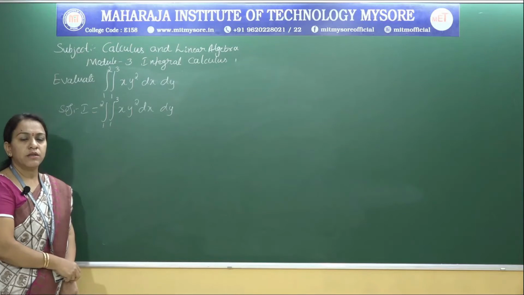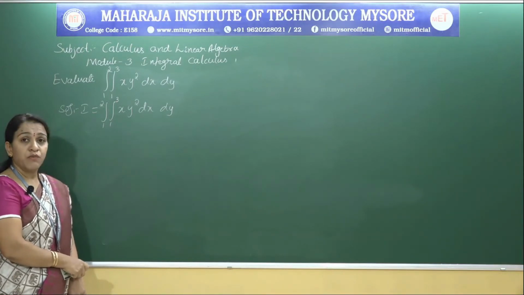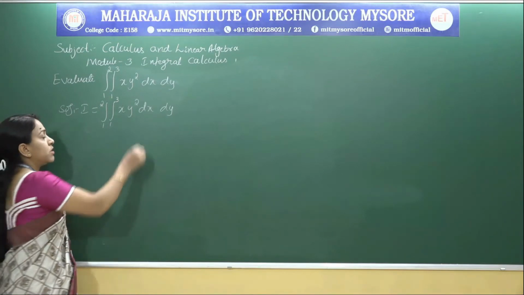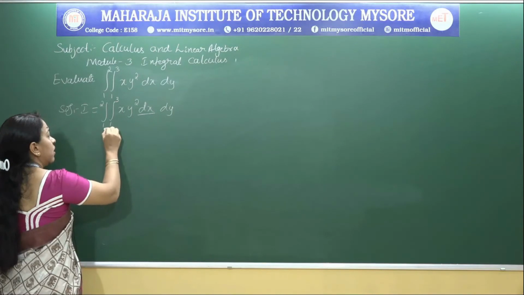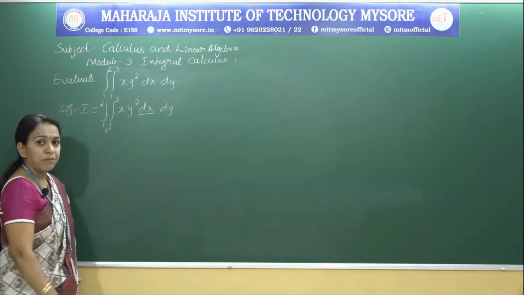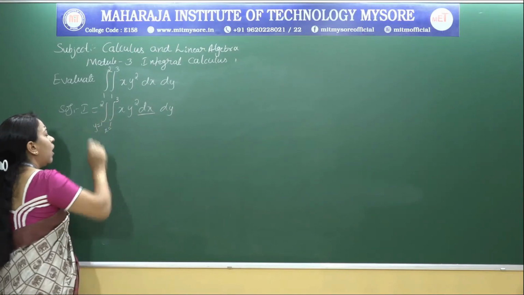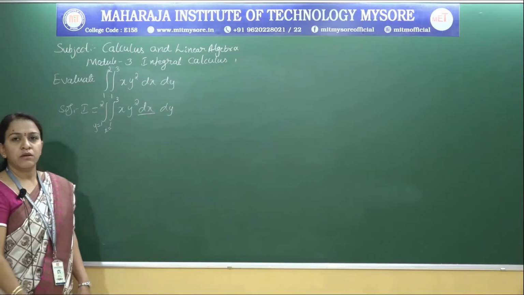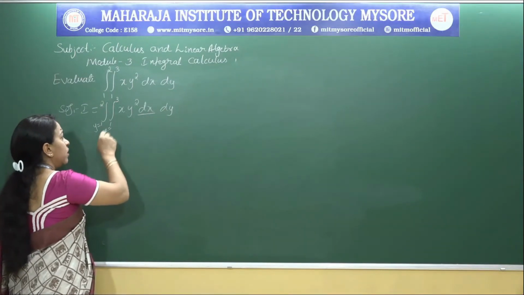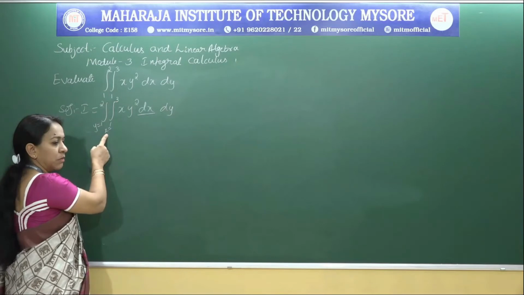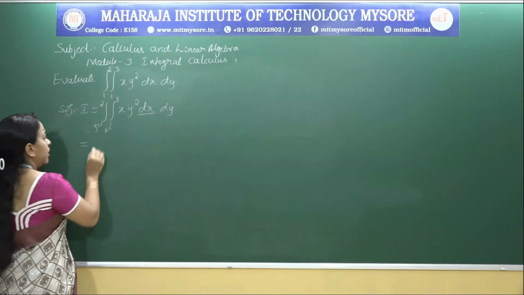Now, how to consider the limits? Inner limit stands for x or y and the outer limit is for which variable? That depends on this. So, if I have dx here, then I should consider the inner limit as x limit and the outer limit as y limit, or you can interchange x and y. If you interchange dx and dy, you can interchange the limits of x and y and integrate, you will get the same result.